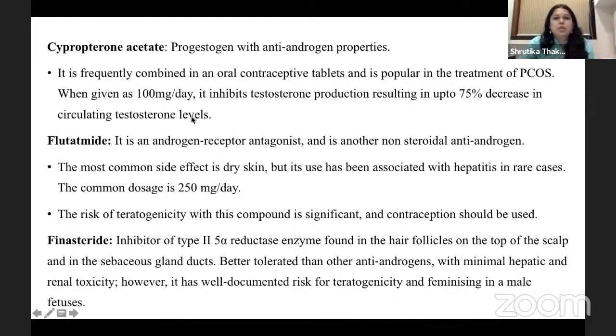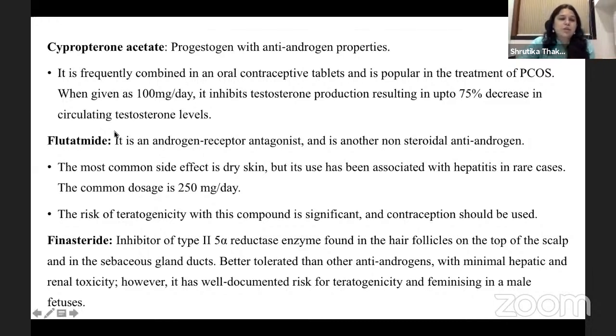Cyproterone acetate in the dose of 30 milligram per day or 100 milligram per day is usually given in a combination of oral contraceptive pills. It inhibits testosterone production, it decreases the testosterone levels by 75%, and it is a good drug for those PCOS patients who have androgenic influence, they have acne, they have hirsutism.